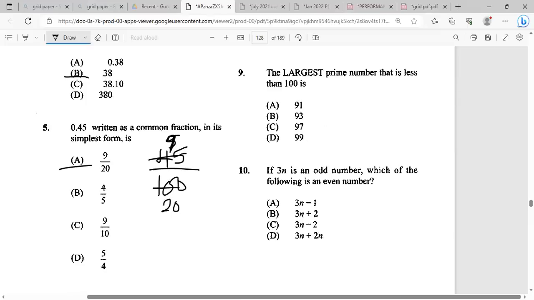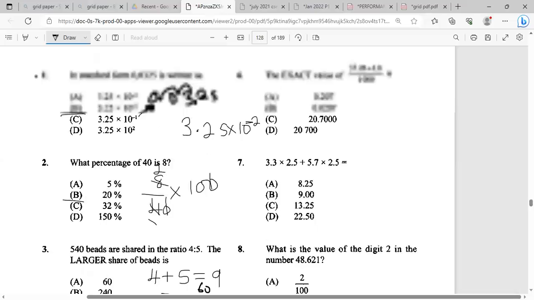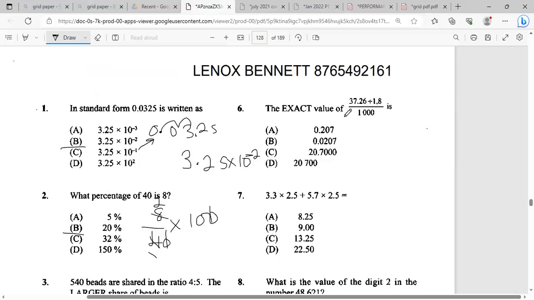Let's move on to number 6. The exact value of 37.26 divided by 1.8 is. So basically I'm not going to work it out to the end because I don't think it's absolutely necessary. I'm going to show you how I'm going to approach it.